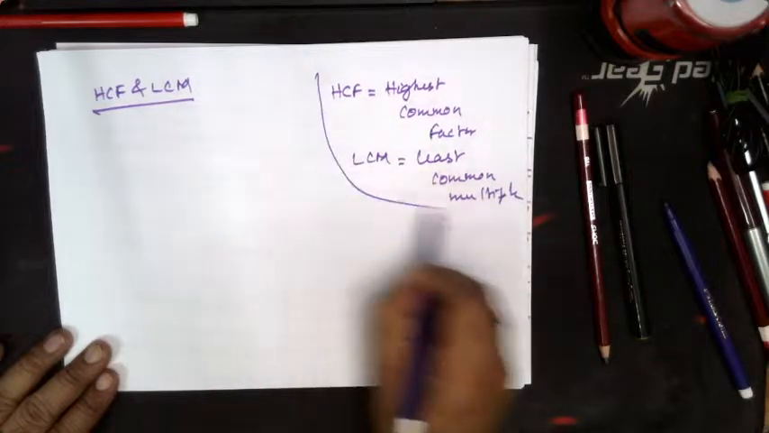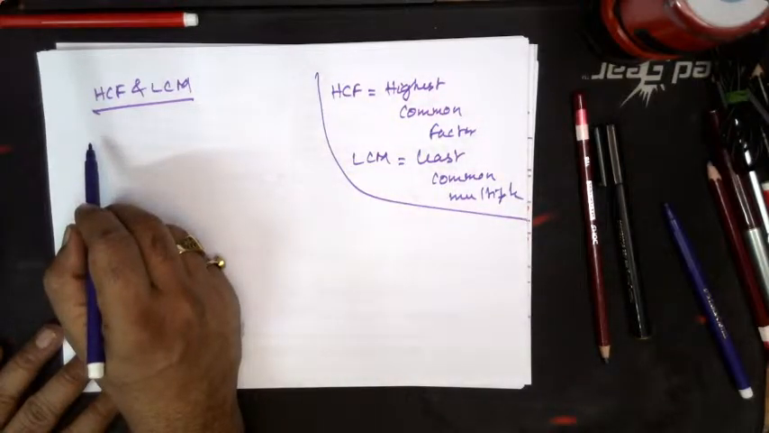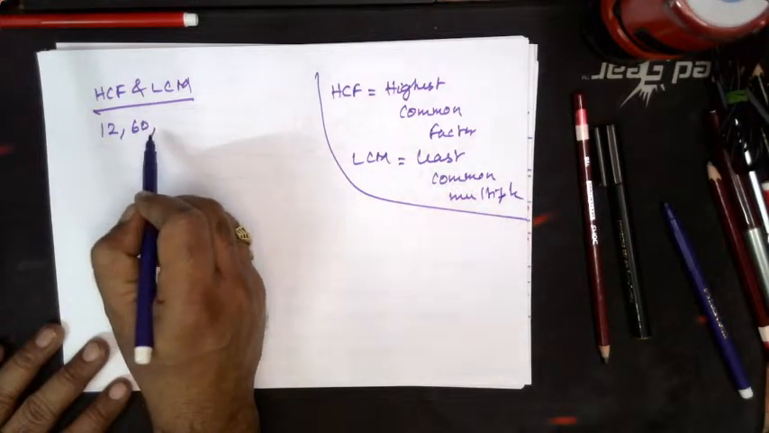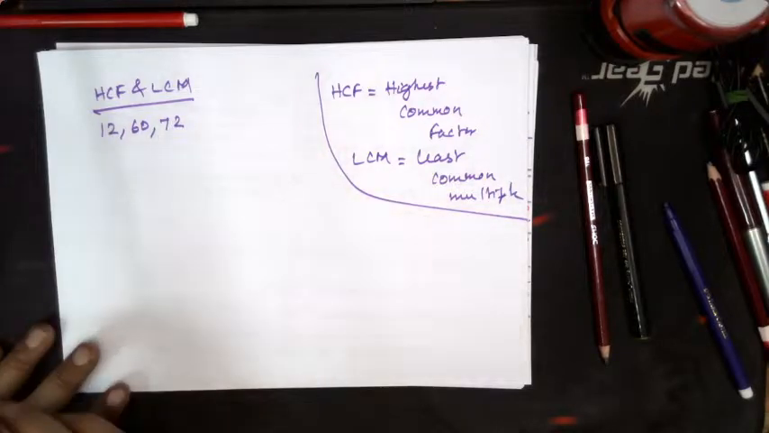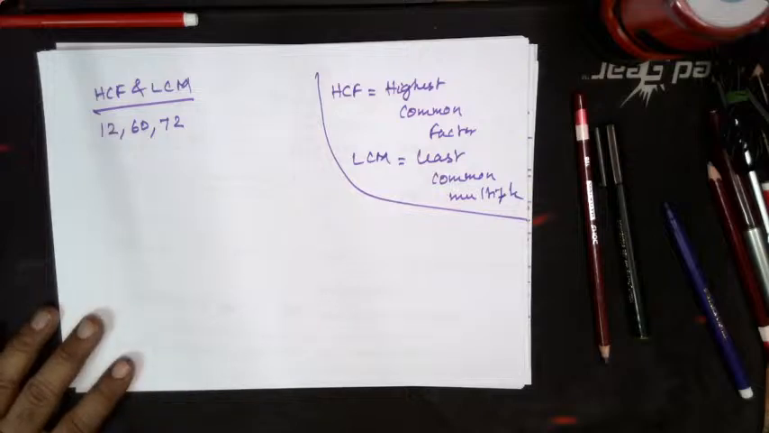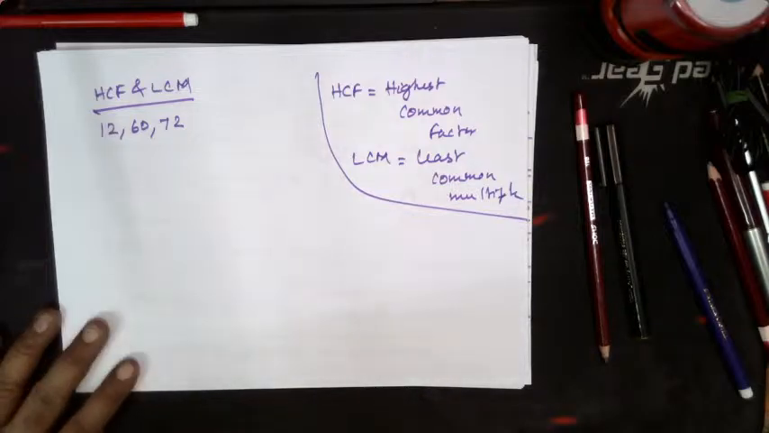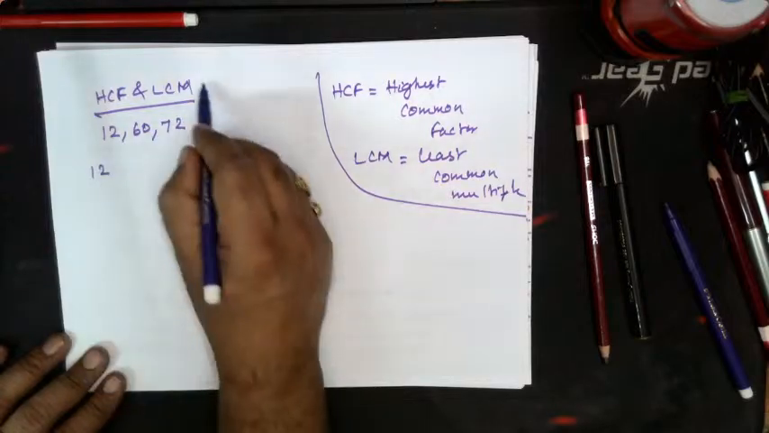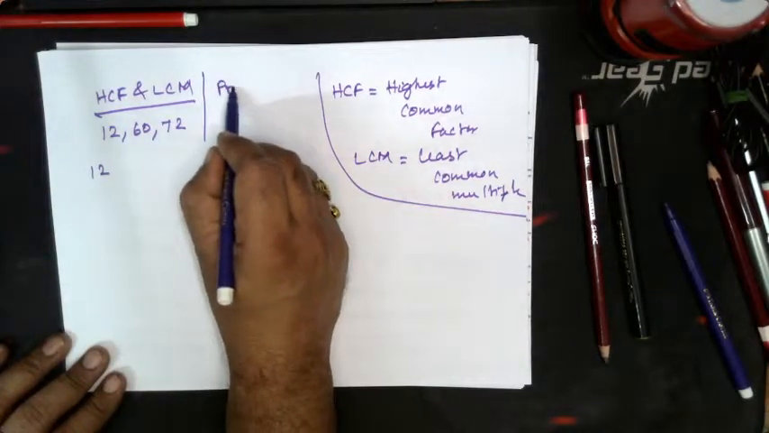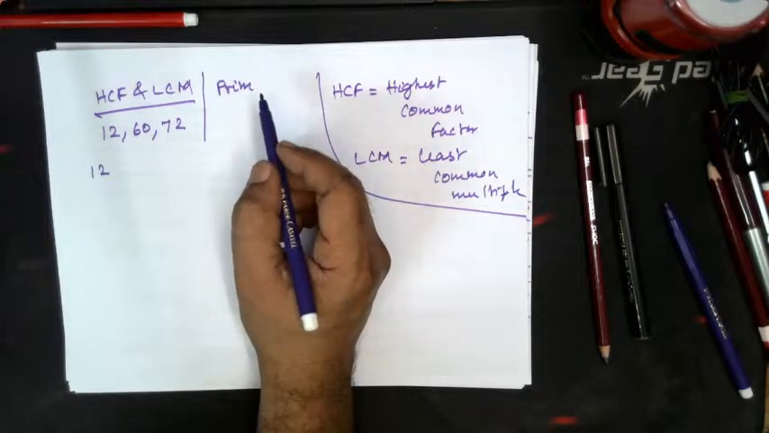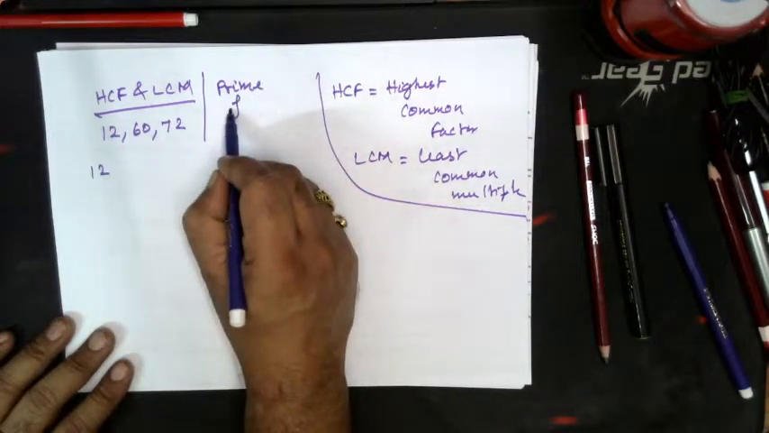Now, find out the HCF and the LCM of 12, 60, 72 using the prime factorization method. Let us factorize. Let me have 12. So you have to adopt the prime factorization method. What do you mean by that? You have to divide by prime factors. So, the prime factorization method.